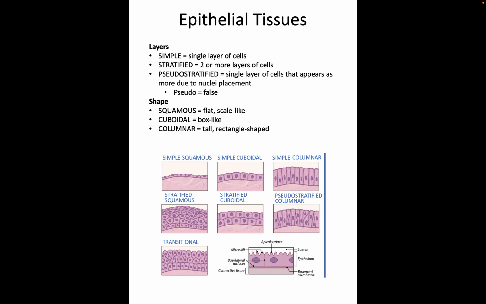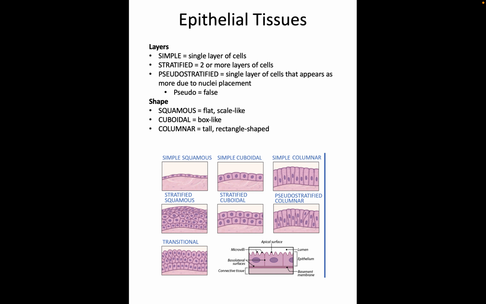Okay. All right. So when we start looking at epithelial tissues, we said that you can divide and classify epithelial tissues based on a couple of characteristics. One characteristic is the number of layers. This is very simple. It either has one layer or more than one layer. If it has one layer of cells, you call it simple, so simple squamous, simple cuboidal. If it has two or more, you call it stratified, so stratified squamous, stratified cuboidal.